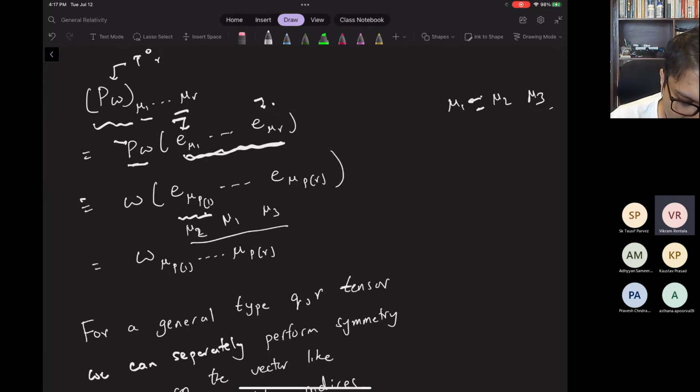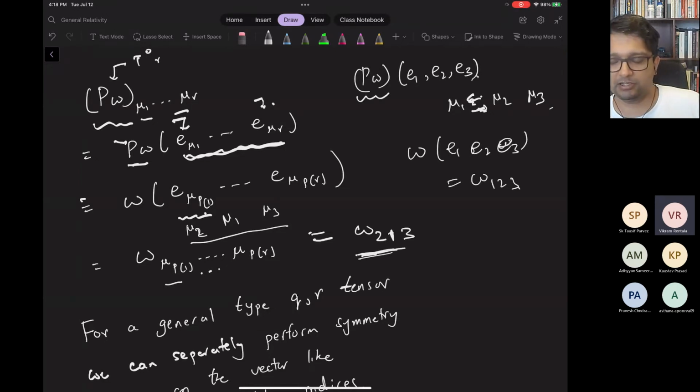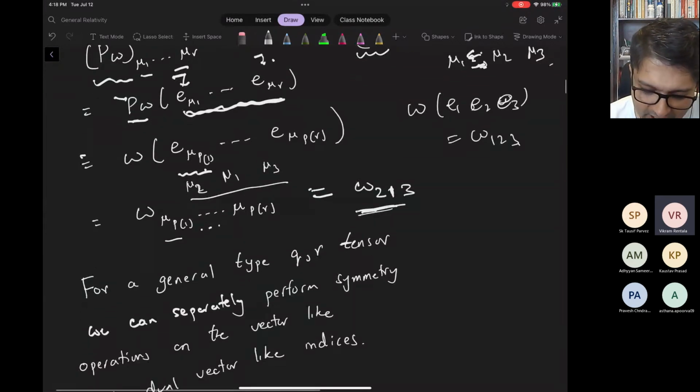And what I'm going to get, therefore, is the component of omega, mu P1 through mu PR. So for example, if this was the permutation of exchanging mu2 and mu1, the 2-1 exchange, then this would have been equal to omega 213. This would have been the particular component that we would have picked out when we acted P omega on E1, E2, E3. Omega acting on E1, E2, E3 would have given us omega 1, 2, 3, but P omega acting on E1, E2, E3 gives us omega 2, 1, 3. It's a permutation operation acting on omega.